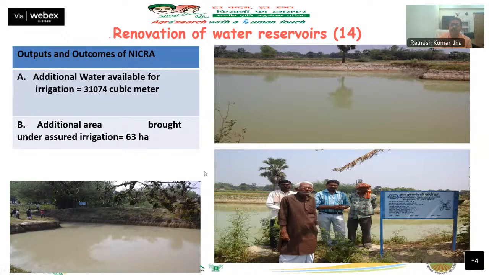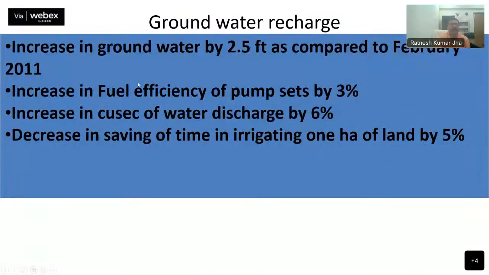And again, these are the interventions of the project running in different communities. So these are the interventions: additional water channel structures, and renovation of old water ponds, both natural and artificial. We see how 63 hectares of land was put under sewer irrigation, and life saving irrigation was given to different crops. Due to this, the fuel efficiency of pump sets was increased, and the water recharge was higher by 2.5 feet as compared to 1.1. And the discharge of two wells was increased.